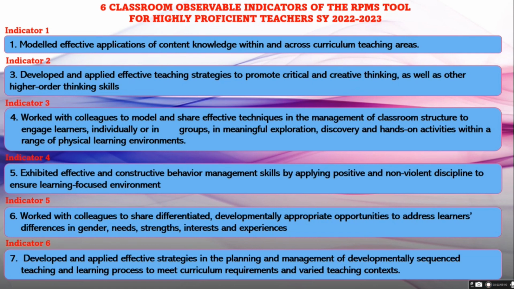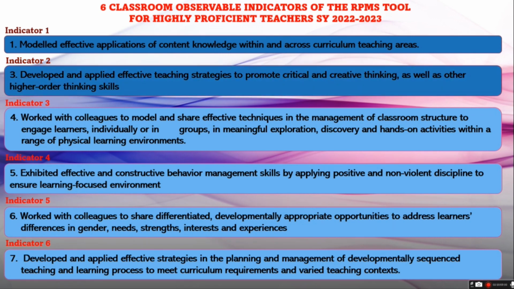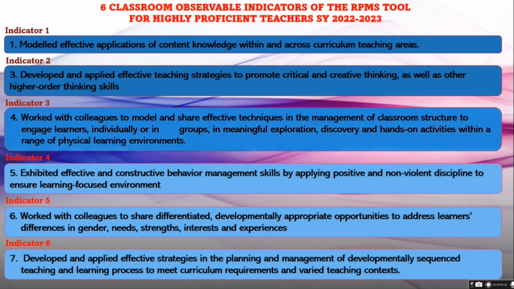So we have indicator 1, modeled effective applications of content knowledge within and across curriculum teaching areas. Indicator 2 is the objective number 3. Kasi po, yung objective number 2 ay non-classroom observable indicator. So, ang objective number 3, develop and applied effective teaching strategies to promote critical and creative thinking as well as other higher order thinking skills.